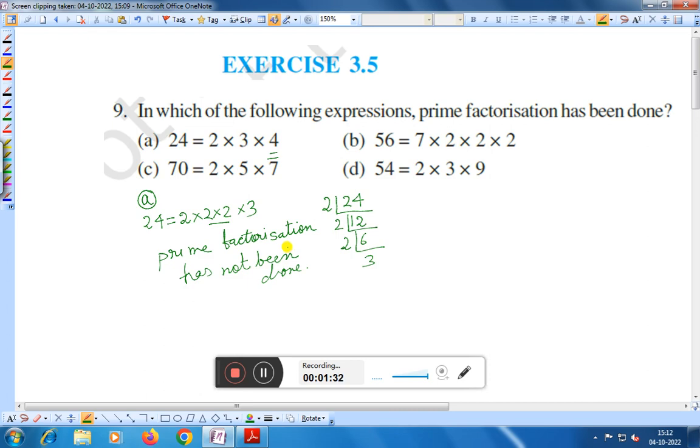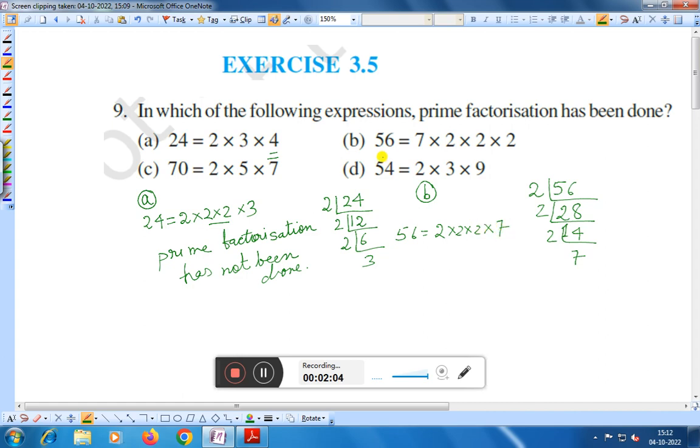Right? Now B. Question number B is 56. Let us take the prime factorization of 56. 56 can be written as 2 into 28, 28 is 2 into 14, and 14 is 2 into 7. Or you can write 56 as 2 into 2 into 2 into 7.